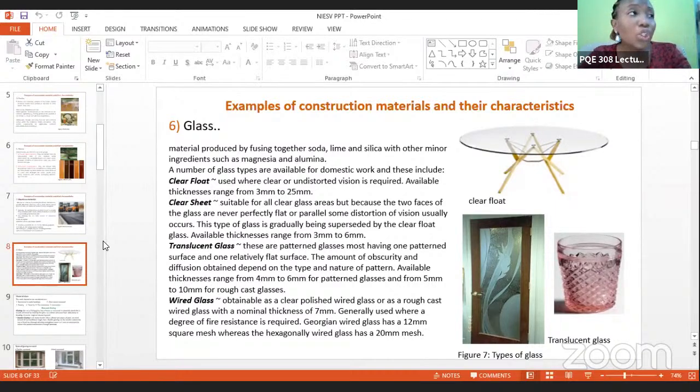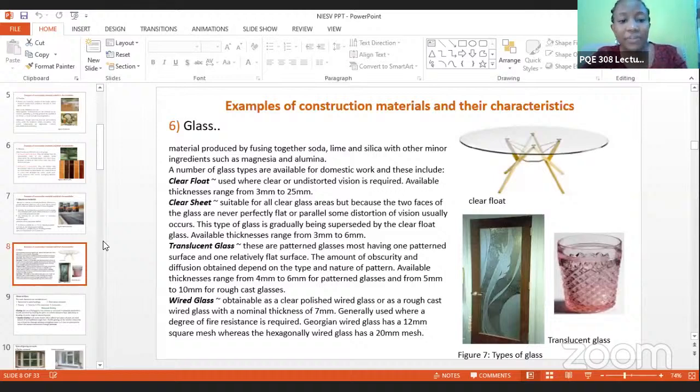They do not conduct electricity. They are corrosion resistant. They do not conduct electricity. They allow light to pass through them. They are corrosion resistant. Now we have different types of glass, which is very important for us to know.